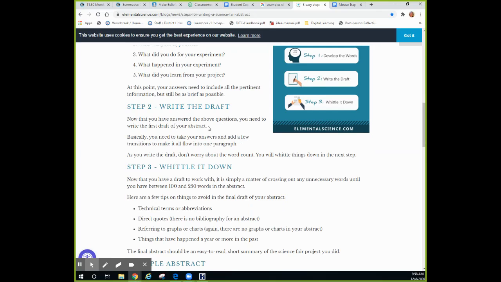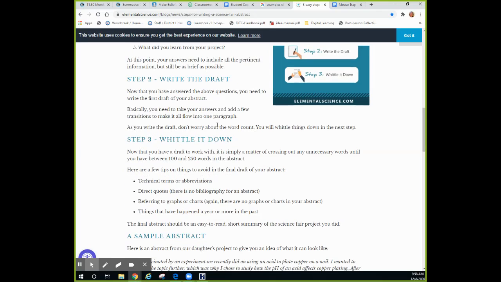So you're going to write your draft, and you need to include numbers. You need to include your data. So I'm going to show you another example abstract.